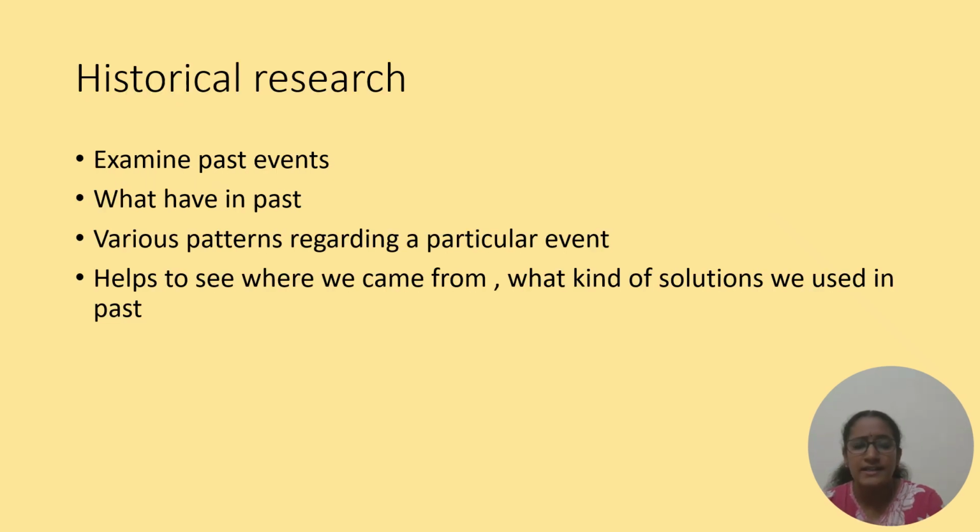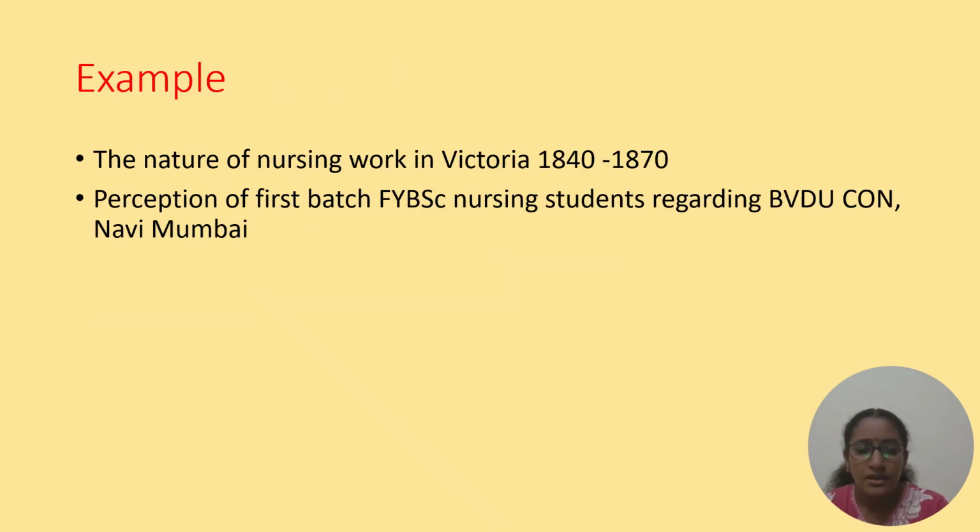Next is historical, as the name indicates, examining the past, what has happened in the past. You go retrospectively and understand what happened, what their experience was. So you collect information which has already happened. For example, the nature of nursing work in Victoria in 1940 or 1970. The second example, the perception of the first batch of BSc students, in 2002, 2009. That was the first batch. There were no juniors, there were no seniors. What was your experience when you joined college? That happened in 2009.